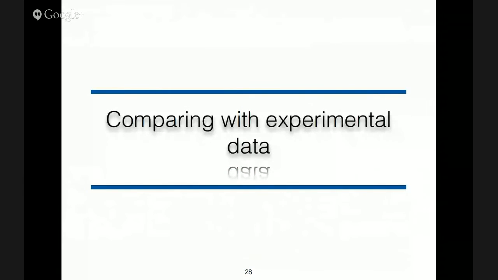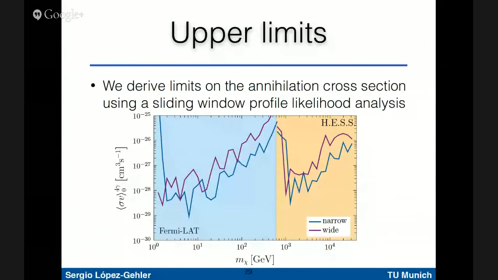Now I want to compare with some experimental data we have. I want to present this in the form of upper limits. So we have here two cases, wide and narrow, and you can believe me that the intermediate case always lies between these two. And here I'm presenting some results that we have obtained using a sliding window profile likelihood analysis for lower energies using the Fermi-LAT instrument and for higher energies using the H.E.S.S. telescope.